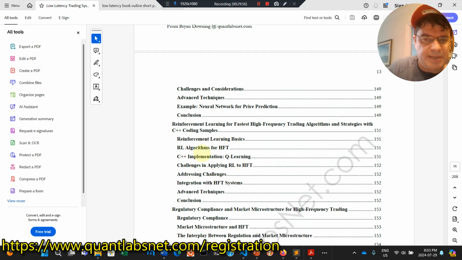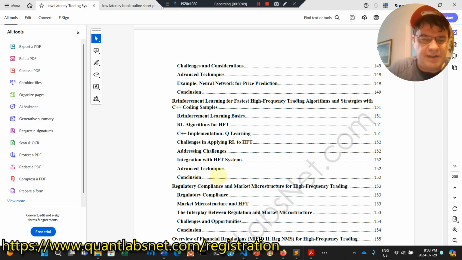So reinforcement learning basics, RL algorithms for HFT, implementation, something called Q learning, challenges in applying RL to HFT, addressing challenges, integration with HFT and advanced techniques.